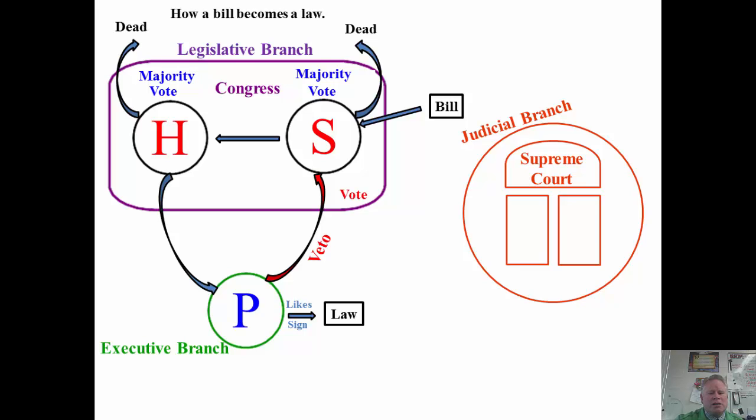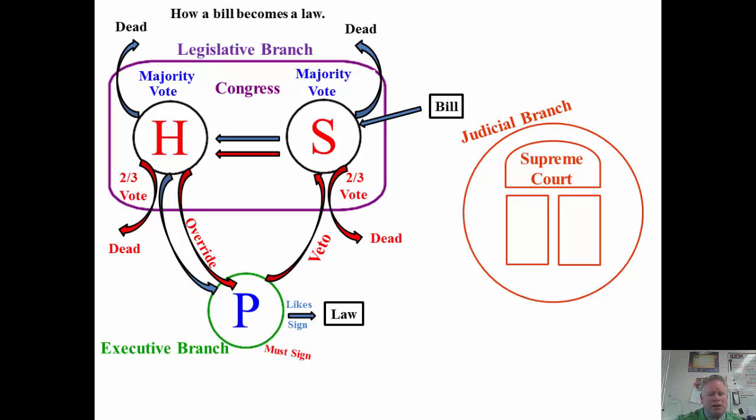They discuss, and ultimately they vote again, but this time they have to have more people vote for it. This time 2/3 of the members have to vote for it. If they don't get a 2/3 vote, it is dead. If they do get a 2/3 vote, it goes to the other house, where they ultimately vote again. If they don't get a 2/3, it's dead. If they do get a 2/3, they just overrode the president's veto, and he has to sign it. So it becomes a law.